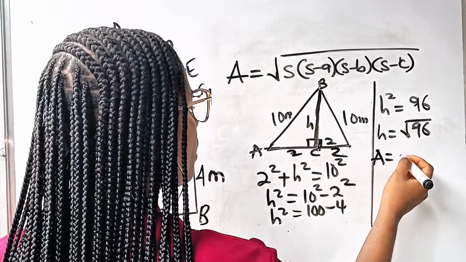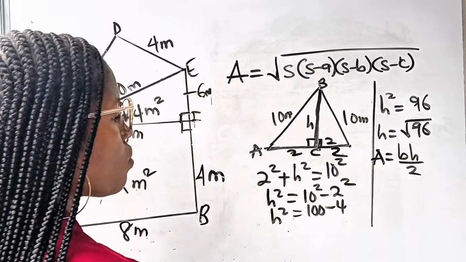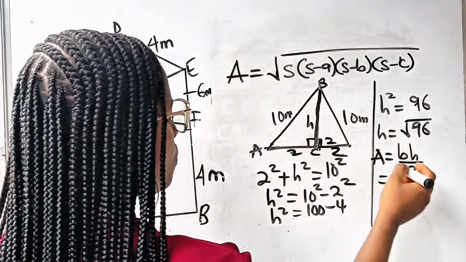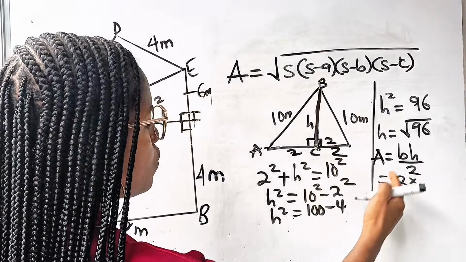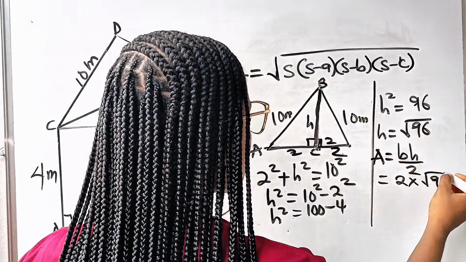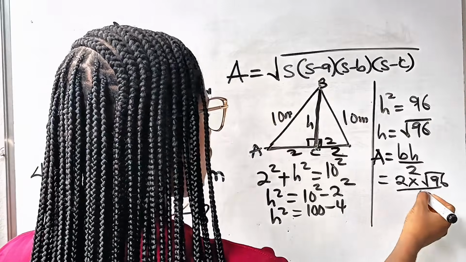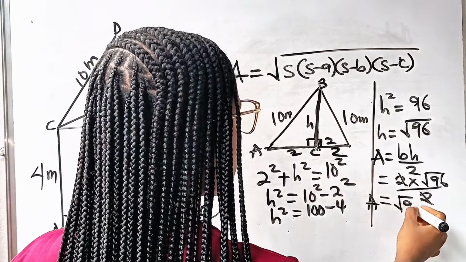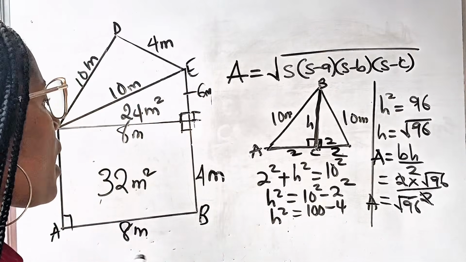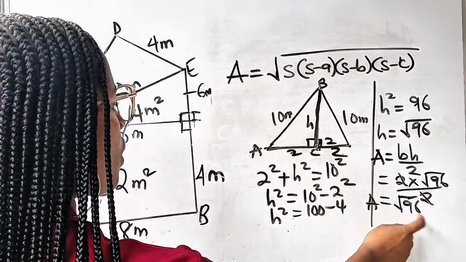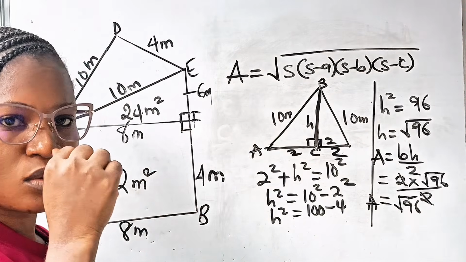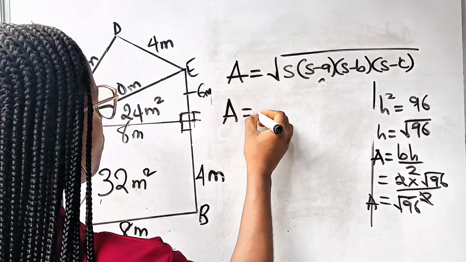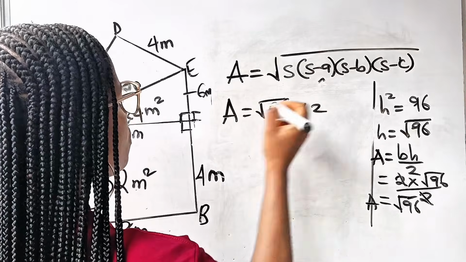So the area will be base times height divided by 2, right? So it will be equal to, the base is 2, right? Times the height is what we just found, root 96. Everything divided by 2. So if we solve that, we have that the area of half of this is square root of 96. Okay? That means the area of the whole triangle will be square root of 96 multiplied by 2, right? So the area of the whole triangle will be square root of 96 times 2.